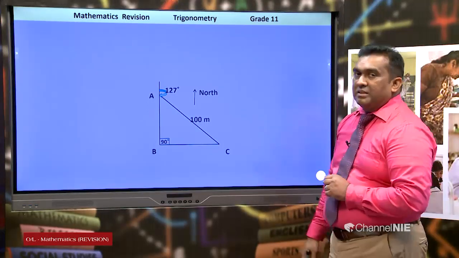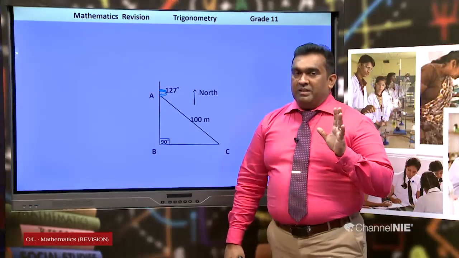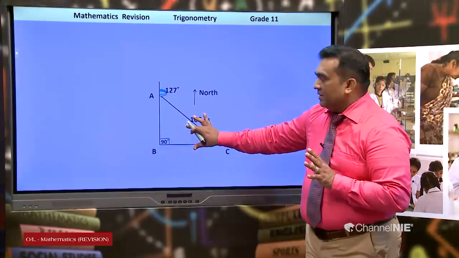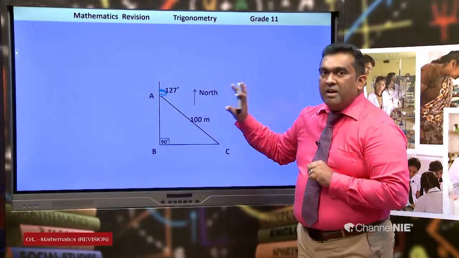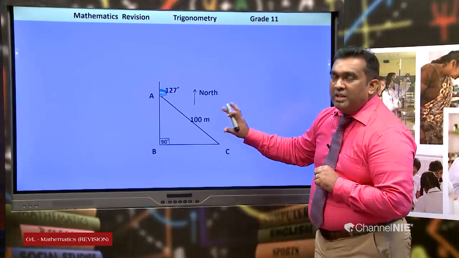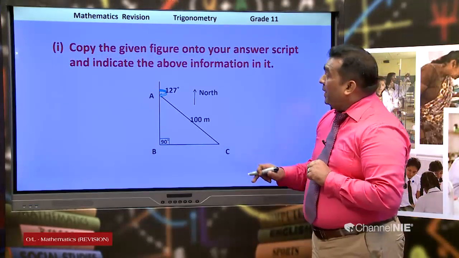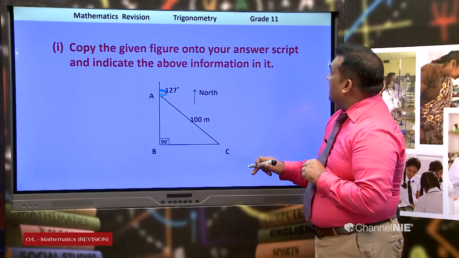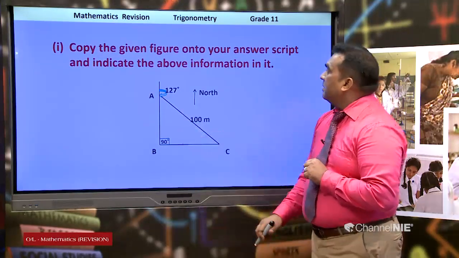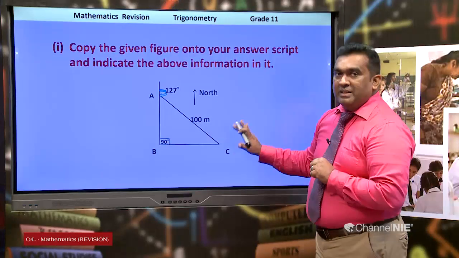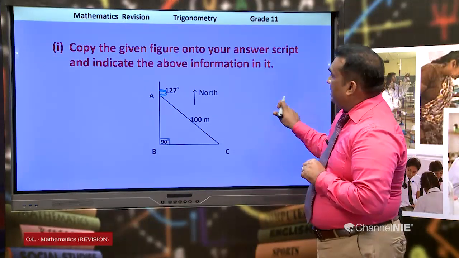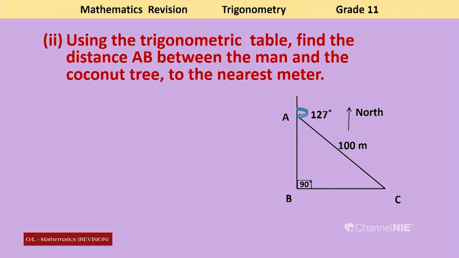Right, this is the figure according to the given information. We include the information. Then copy the given figure onto your answer script and indicate the above information. We completed that one. Then they ask, using the trigonometric table, find the distance AB between the man and the coconut tree to the nearest meter.